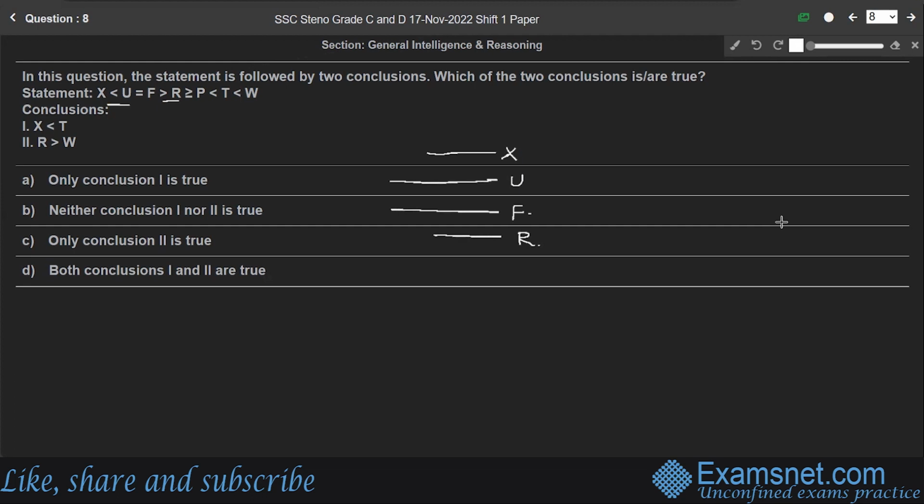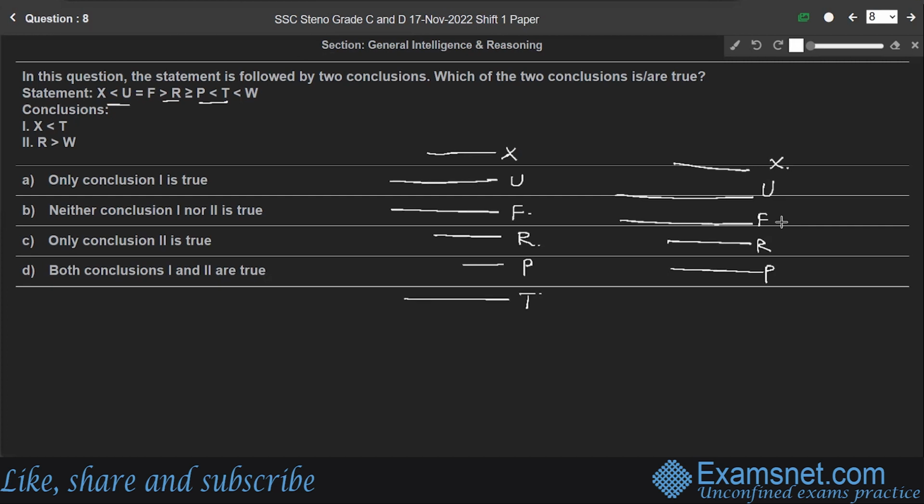R is greater than or equal to P. R is greater than P or equal to P. Therefore, we have one more case where R and P are equal, and the remaining things will be the same. F is greater than R, F is equal to U, and X is less than U. Then P is strictly less than T. So P is less than T.